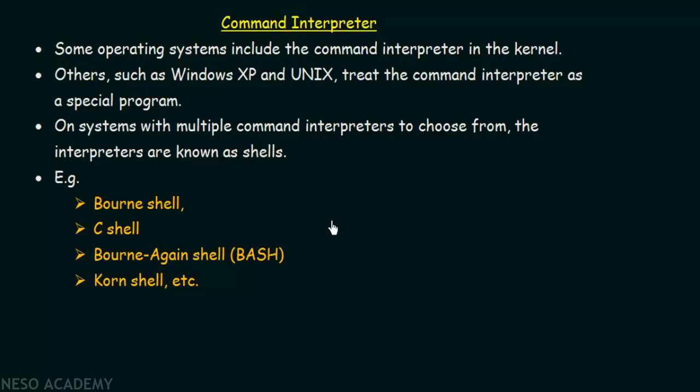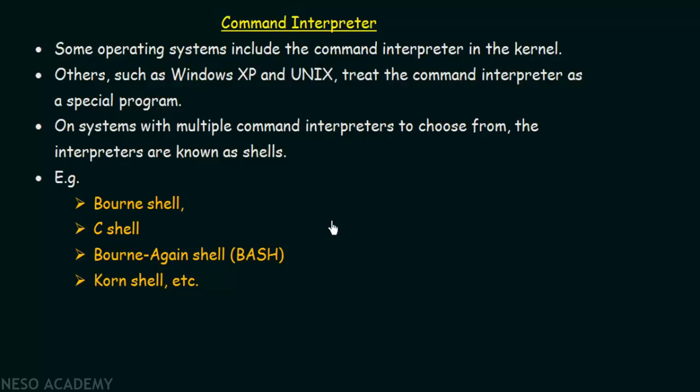Now the second approach is that the command interpreter itself does not contain any code, but the code is written in certain programs. There are certain programs which are responsible for performing certain tasks, and the command interpreter just calls the program based on the command that you enter. So the command interpreter itself does not know how to execute that command.